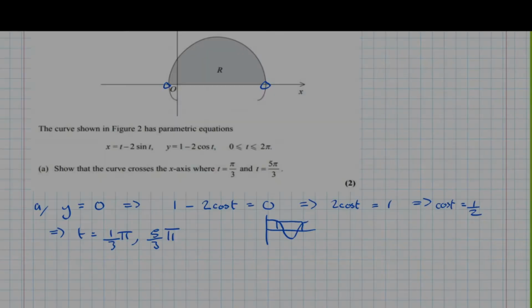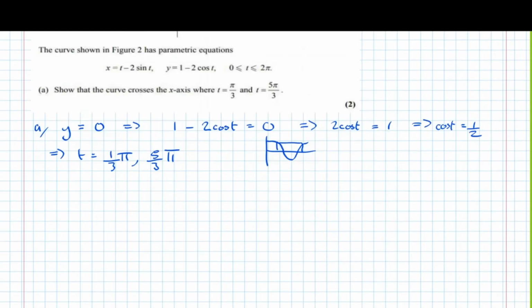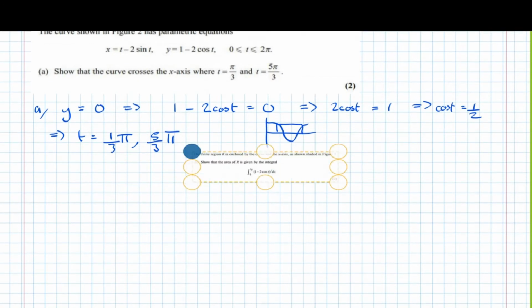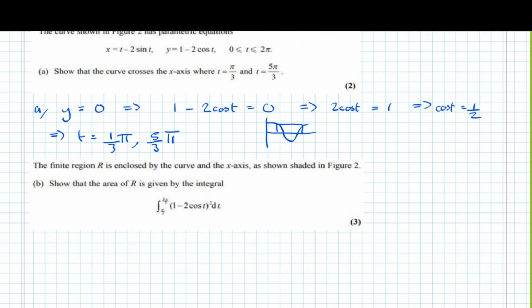I'm just going to drip feed you the parts of this question because they can be quite overwhelming if thrown at you all in one go, and they take up most of the screen as well. So there it is there. There's the second part. The finite region R is enclosed by the curve and the x-axis as shown shaded in figure 2. Show that the area of R is given by that integral there.